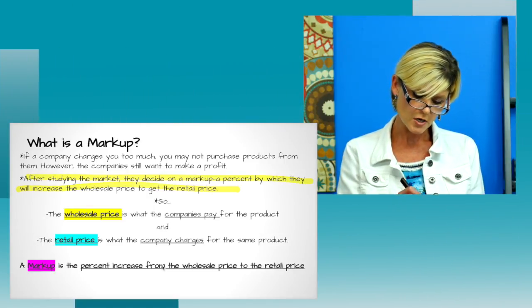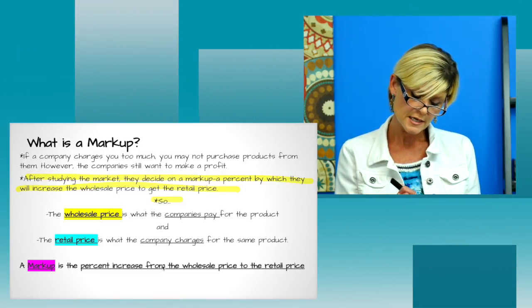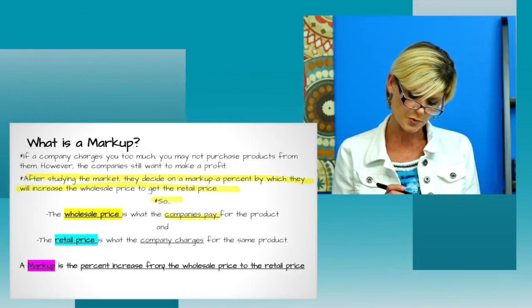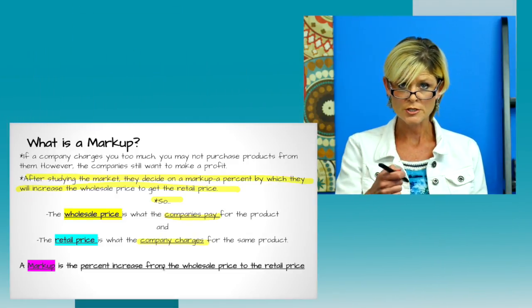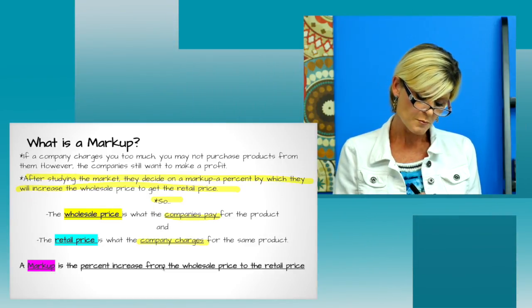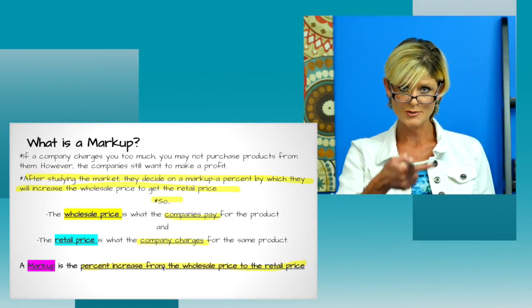Here I've got all your definitions color-coded for you. The wholesale price is what the companies pay for the product. The retail price is what the company charges. That's what you and I pay when we buy that product. A markup is the percent increase from the wholesale price to the retail price.